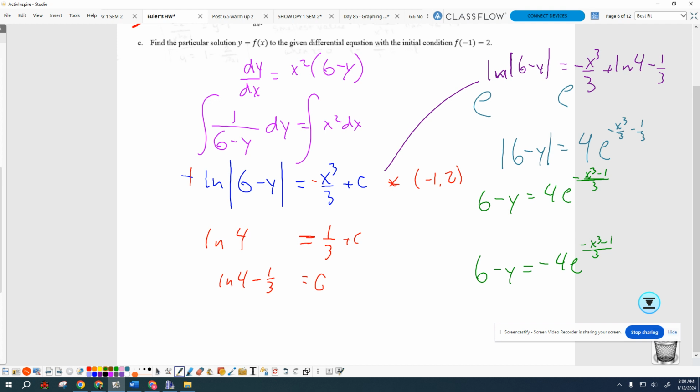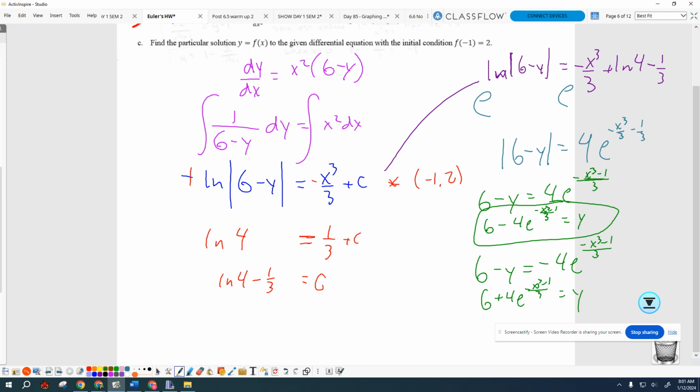Which way does it go? So solving for y, do we want this or do we want this one? Which one gives me the y value that I want? The bottom. I want the y value to be 2 in the end. So when x is -1, the exponent on e is 0. So the one on the bottom gives me 6 plus 4, which is 10. The one up top gives me 6 minus 4, which is the 2. So I want that one.